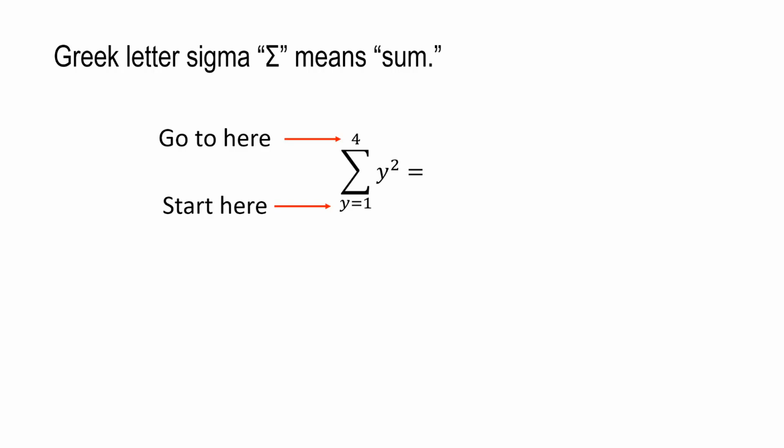So if we start at y equals 1, that's where we're supposed to start. So when y equals 1, what is our term? This is our term that we're going to be adding. It is 1 squared because it's y squared. Now we add because this is adding. This is a sum. We're going to go on up to y equals 2 next.